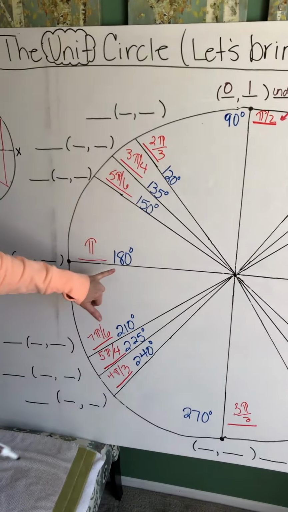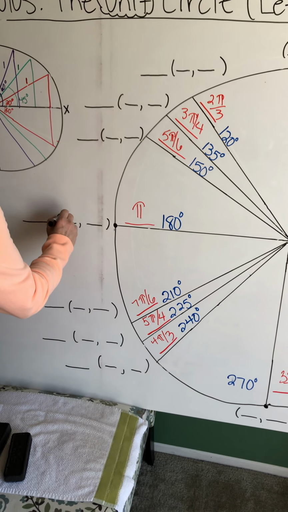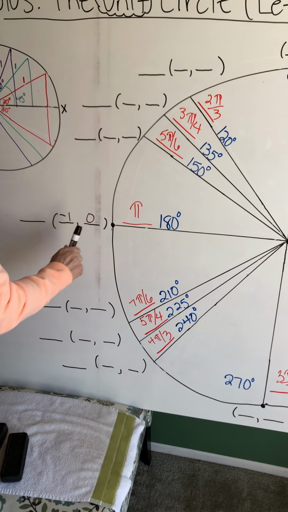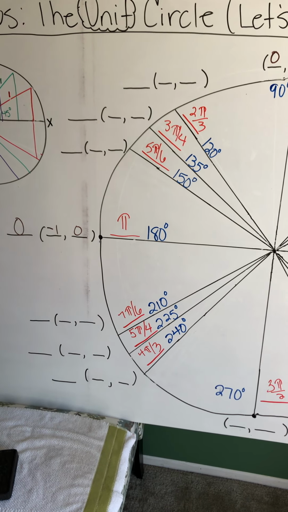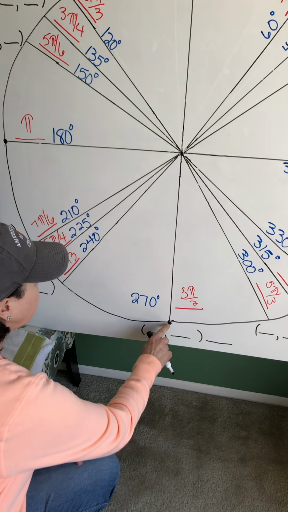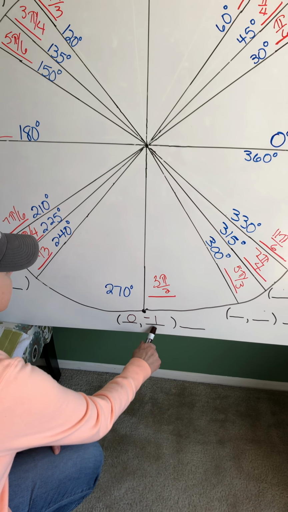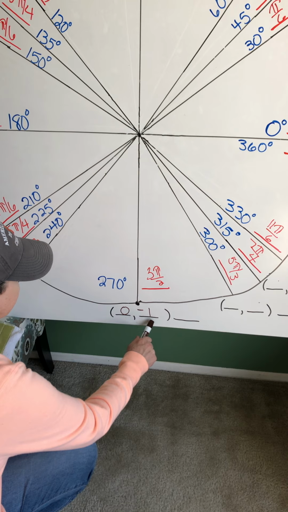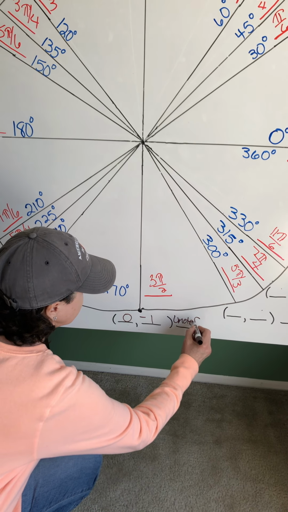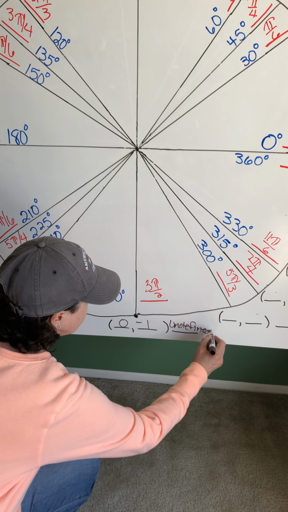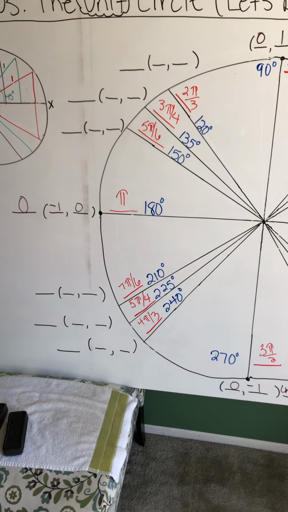Let's go over to 180. This point right here is negative 1, 0. There's cosine and sine. Y divided by x, tangent is 0. Let's come on way down here. This point right here is 0, negative 1. Cosine, sine. Sine divided by cosine, or y divided by x, is also undefined. Tangent of 270 degrees is undefined. All right. Let's fill in the other blanks.